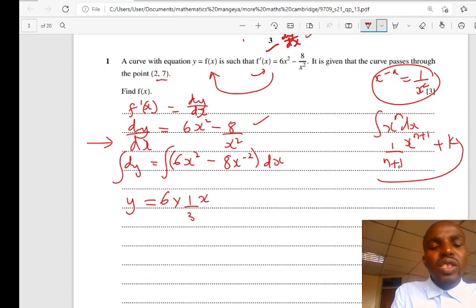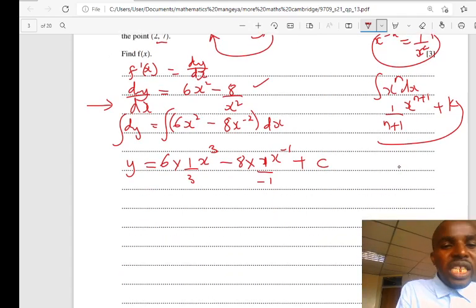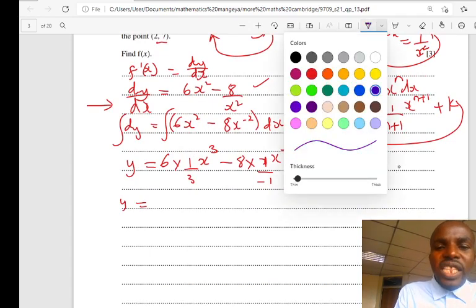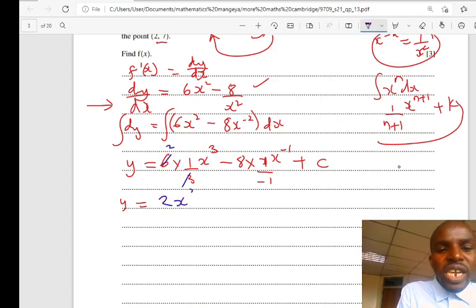x to the power 2 plus 1 is 3, minus 8 times 1 over minus 2 plus 1, which is minus 1. x to the power minus 2 plus 1 is minus 1. Then plus a constant. I can put c or k, whichever. Then y is equal to, simplifying here, 3 into 6 is 2. It will be 2x cubed here, minus, this minus and this minus, actually it will be a plus here, then 8x to the power minus 1 plus a constant.